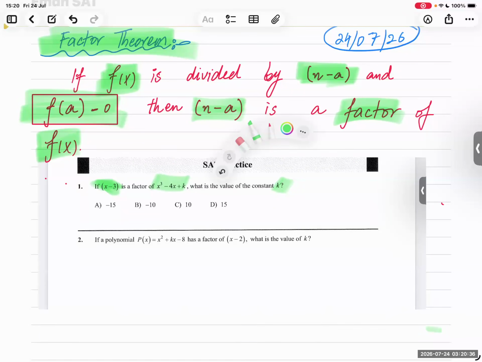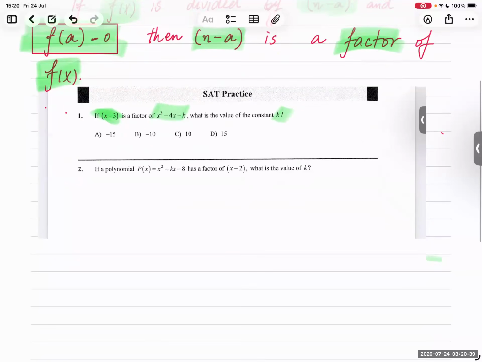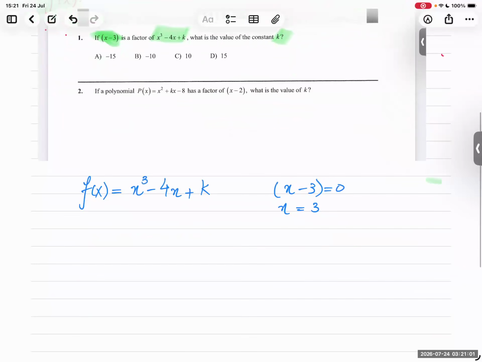We have f of x equals x cube minus 4x plus k, and it is divided by x minus 3. What we do is we simply find the value of x. So f of 3 is equal to 3 cube minus 4 into 3 plus k. If it is a factor, then f of 3 has to be equal to 0.